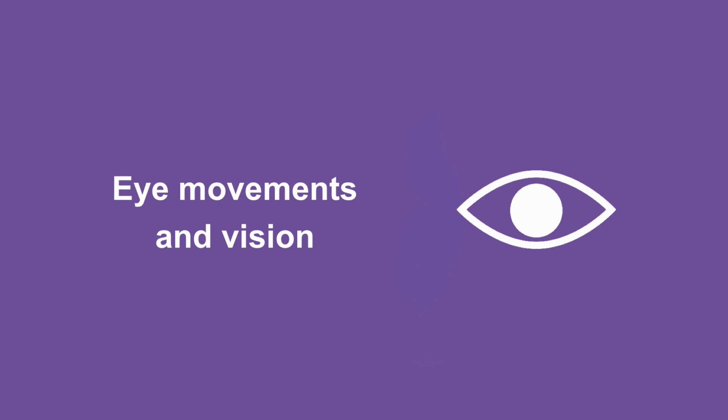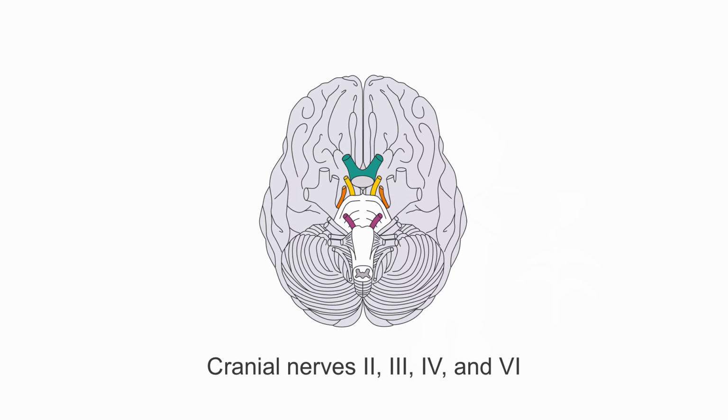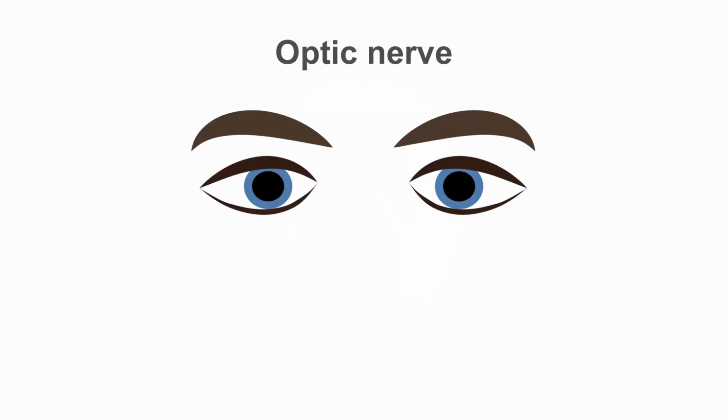Next, let's look at the cranial nerves involved in eye movements and vision. Cranial nerves 2, 3, 4, and 6. Testing the optic nerve, cranial nerve 2, begins by testing the pupillary response in each eye independently and looking for consensual response in the opposite eye. We do this by shining the light first in one pupil and observing for constriction in that pupil, then observing for constriction response in the opposite eye. This indicates the optic nerve and the oculomotor nerve, cranial nerve 3, automatic response is intact.